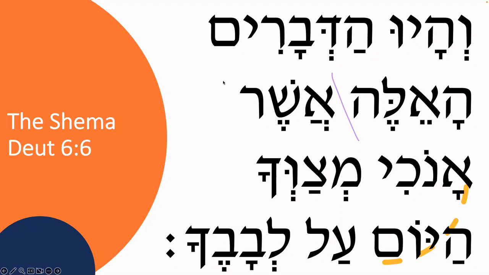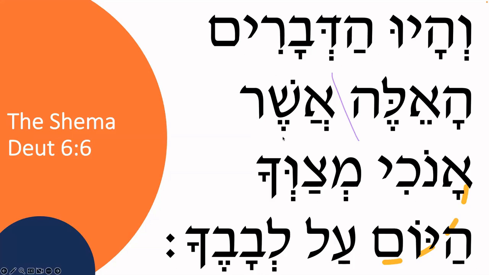Who wants to go next? Be brave. It's okay. Asher. Perfect. Anochi. You were so close. Anochi. And then metzavecha. Metzavecha. Hayom. You got it. All perfect. It's a little tongue twisty. Levavecha. Very good. Asher. So, and it shall be these words.